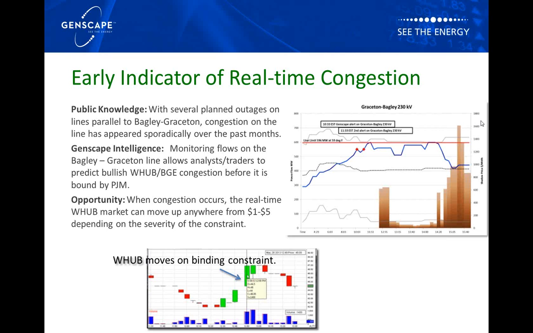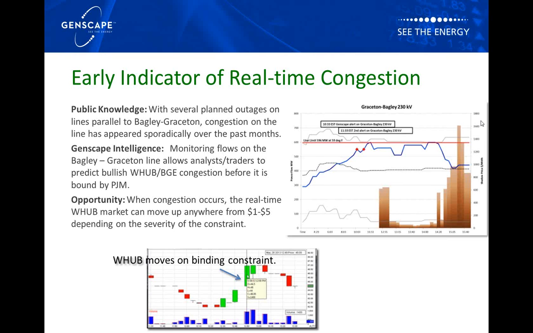And when you see that congestion, you see a significant upside to the West Hub, to the BGE zone, to the PEPCO zone and to the Dominion zone. So what we've had is we have monitors on the Bagley to Grayson line, and we've been able to identify some key thresholds where we can set an alert and say, when the Bagley to Grayson line gets to X number, we see congestion more often than not.